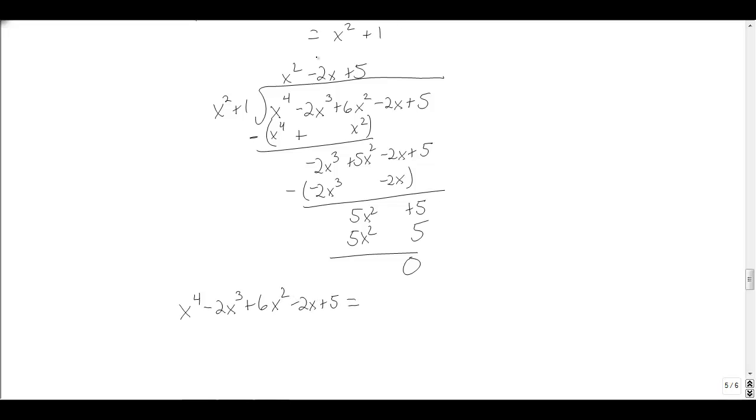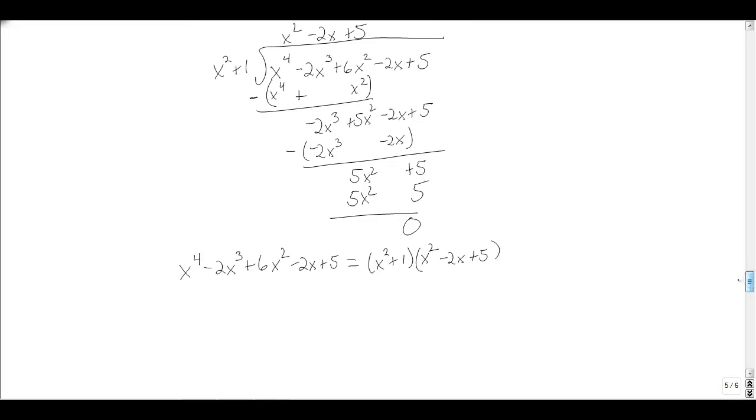Well, we figured out that because i was a root, negative i also had to be a root, and then if you multiplied x minus i times x minus negative i, you get x squared plus 1 as a factor. Then once you have that factor, you do the long division, and you get this as x squared plus 1 times x squared minus 2x plus 5.